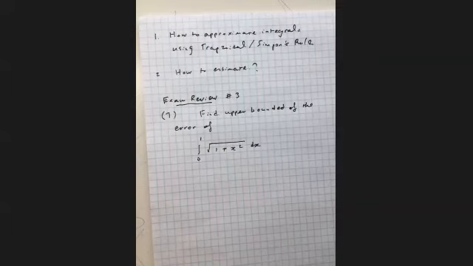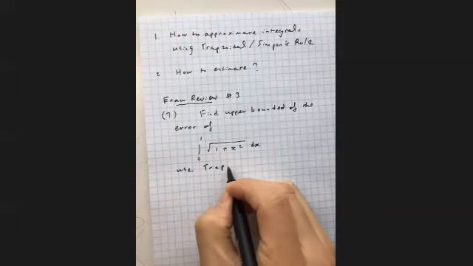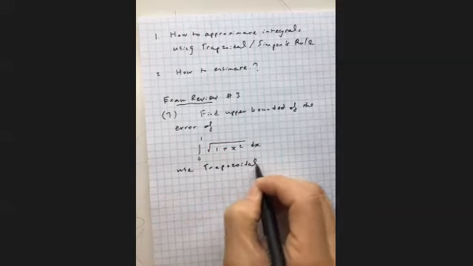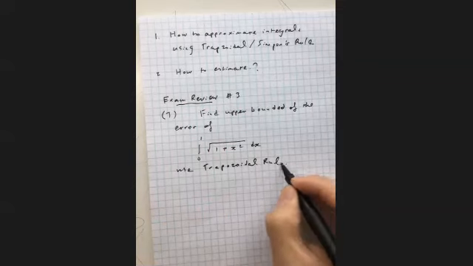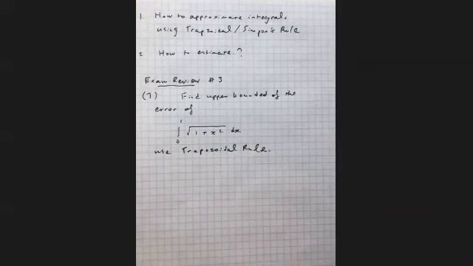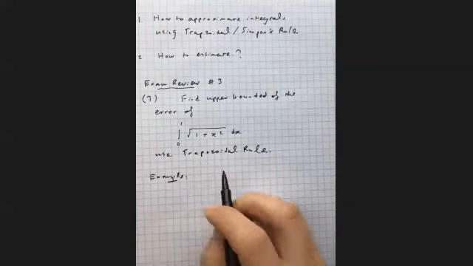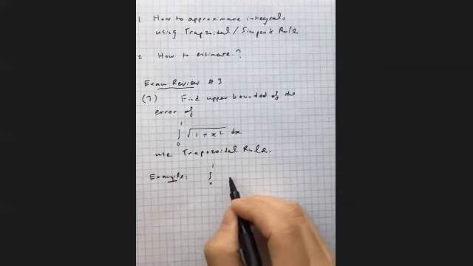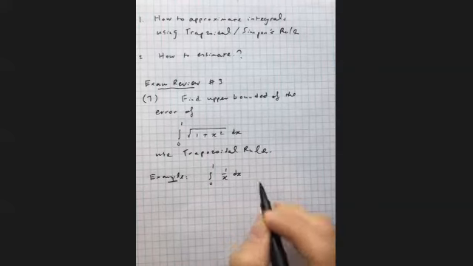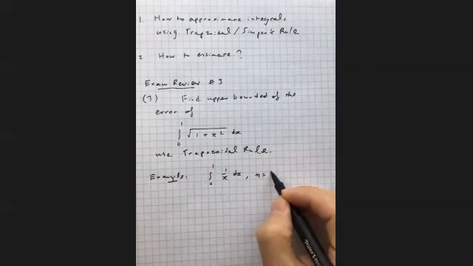Here's the question. We want to find the upper bound of the error of this using the trapezoid rule. But before we answer this question, let me give you a simpler example, which is how do we actually use the trapezoid rule? Suppose I want to evaluate the integral from 0 to 1 of 1 over x dx using the trapezoid rule for the case of n equals 4.